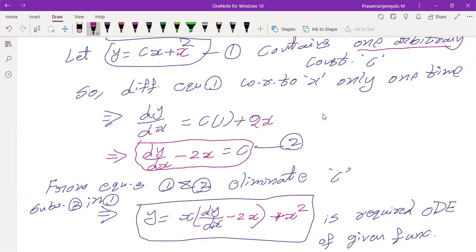Of the given function. Is it okay? Clear? Is it clear? Still any doubts? Thank you to the student who corrected the mistake. Okay, now no one is asking anything. Then I'm going to one more problem.